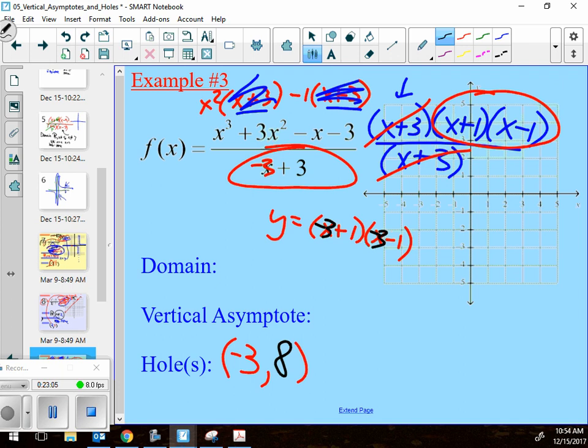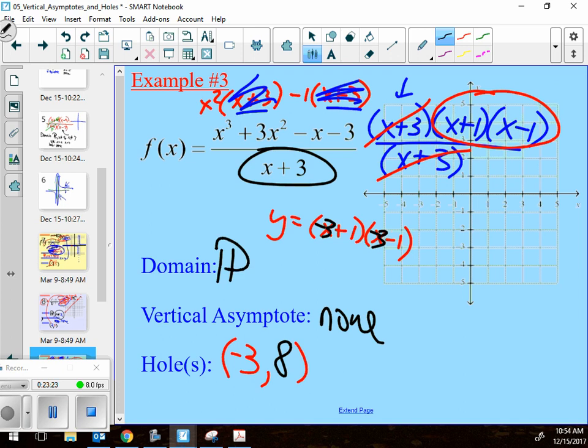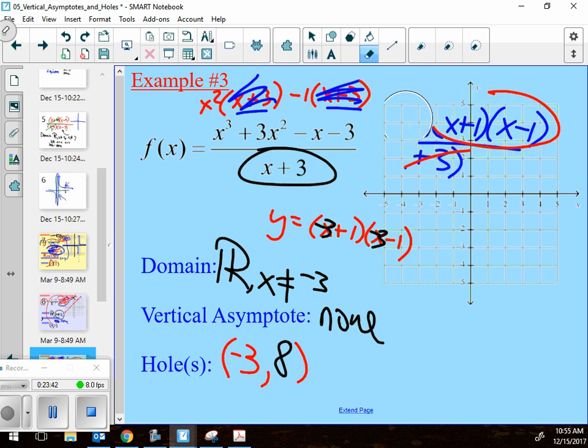Then, what's the vertical asymptote? None. The only thing that caused us trouble, this little troublemaker, was a hole, not an asymptote. So there are no asymptotes. None. And the domain, all the real numbers work. If you just write that, it is sufficient, if that's right. Do all the numbers really work? No, you got to make sure that x is not -3.